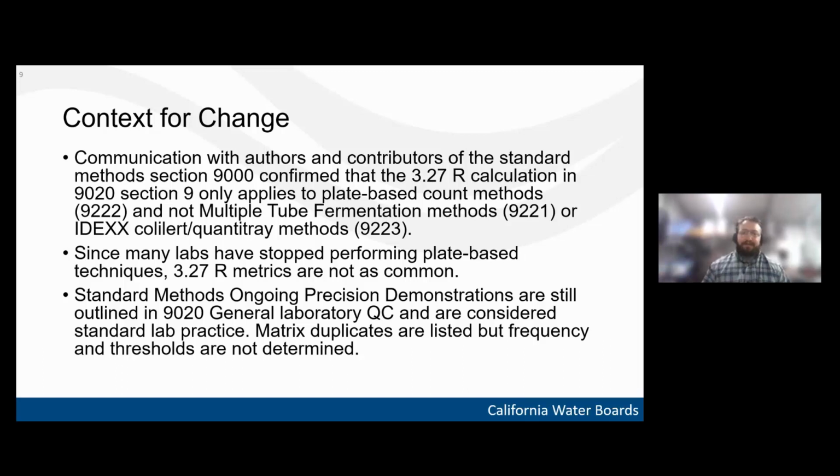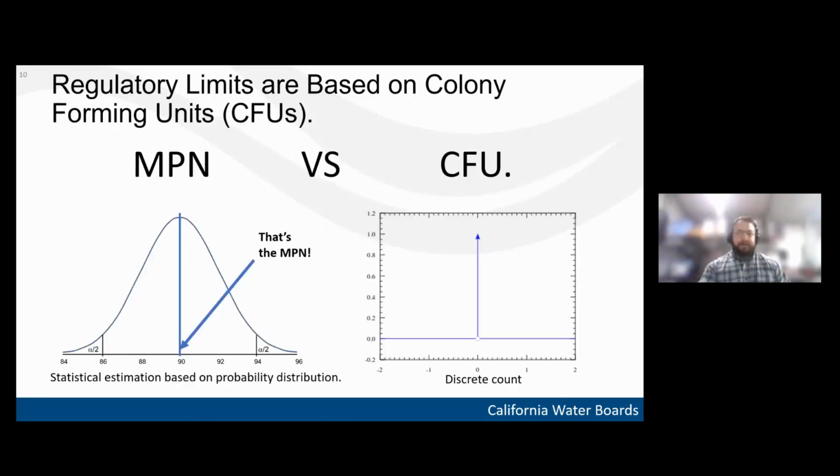But regardless of that, the standard methods ongoing precision demonstrations are still outlined in the general laboratory QC for the standard methods. They're still considered standard lab practices. So matrix duplicates are in there, but the thresholds haven't been really determined. So we decided that we needed to generate some. So first, we need to understand the differences in reporting.